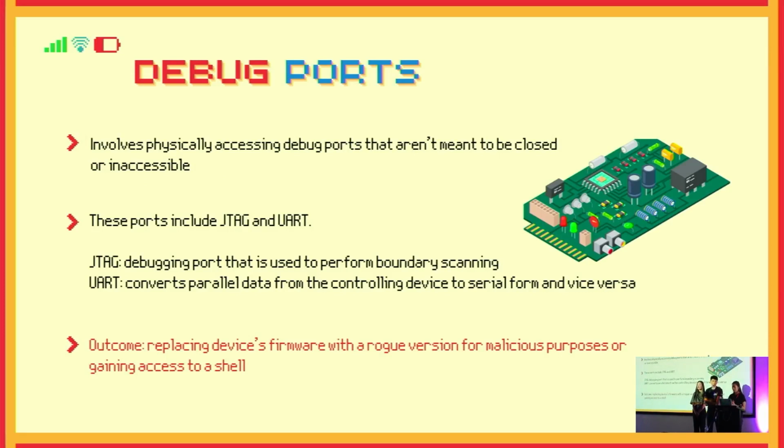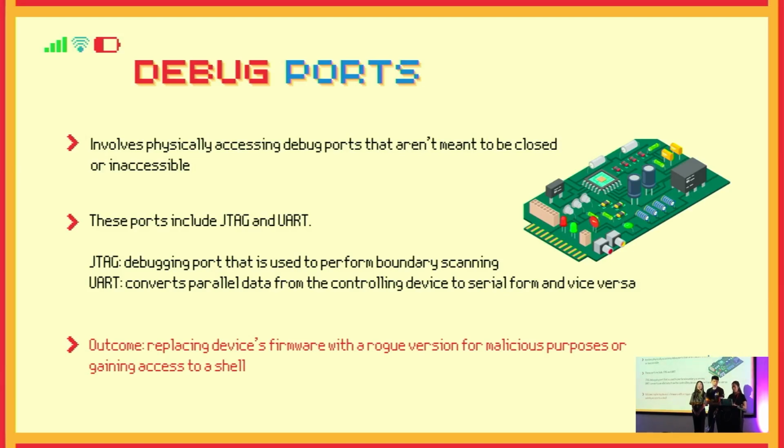This involves trying to physically access the debug ports that are supposedly inaccessible. This would involve disassembling the hardware so that one can gain access to the board or the chip. Two of these ports include the UART and JTAG port. UART stands for Universal Asynchronous Receiver Transmitter. It acts as an intermediary between the serial and parallel interfaces. It converts parallel data from the controlling device to serial form and vice versa, hence making it bidirectional.